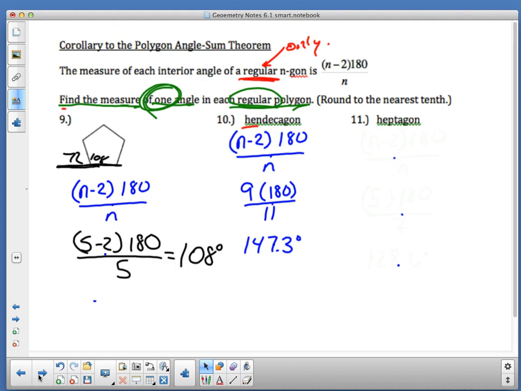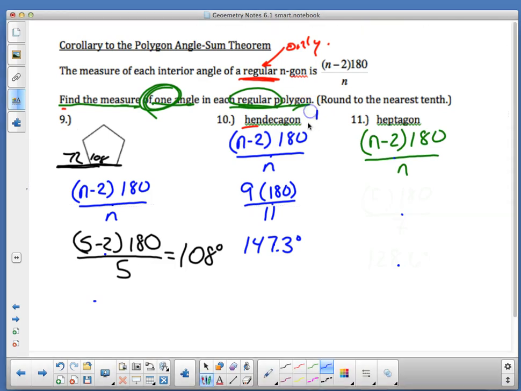It's a heptagon on 11, so it's, well, how many sides is a heptagon? 7, so 7 goes in on the bottom because it's the number of sides. So on this one, this is 7, this was 11. That's why 11 went in there, and 11 minus 2 came out to 9, and 11 went in there. Here, this is 7. 7 goes in here, 7 goes in there.